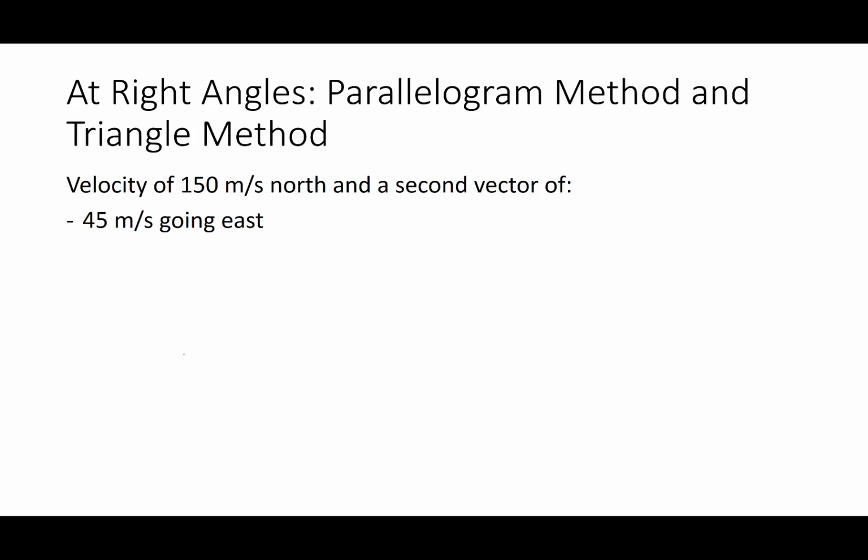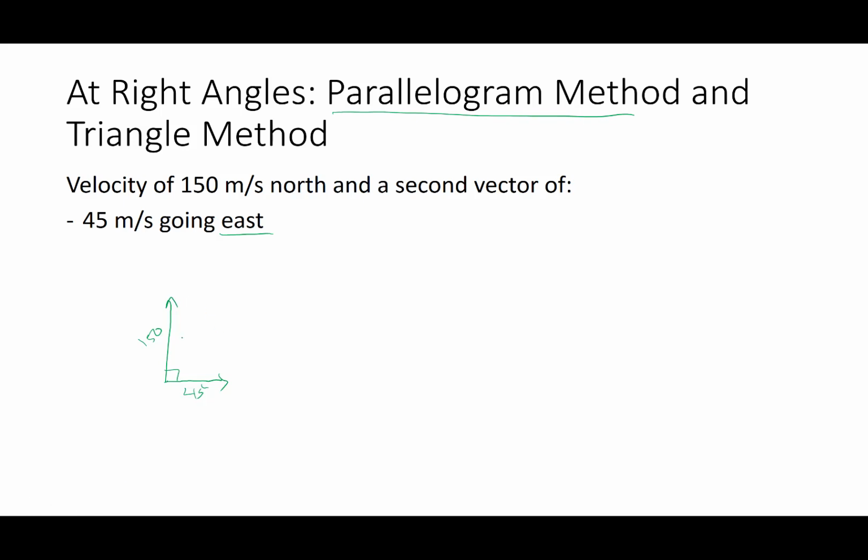So this time we still have our velocity of 150 meters per second going north, and our second vector is 45 meters per second going east. Okay, so we would have a right angle right here. Now I'm going to look at two different methods to solve this type of problem. The first way we're going to look at it is what's known as the parallelogram method.